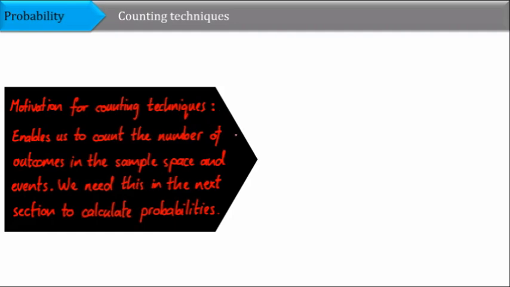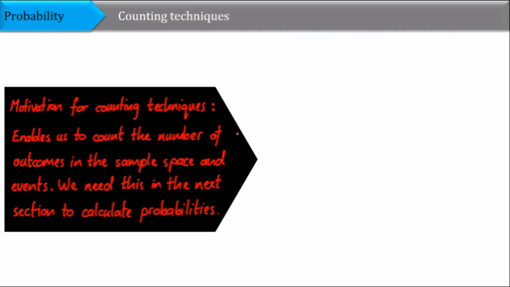Now the motivation for counting techniques is that it enables us to fairly easily, okay, not always that easy, but fairly easily, count the number of outcomes in a sample space and the number of outcomes in an event. Now we need those two values in order to calculate probabilities. So that's what this allows us to do.